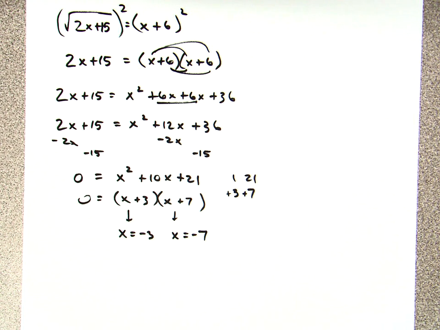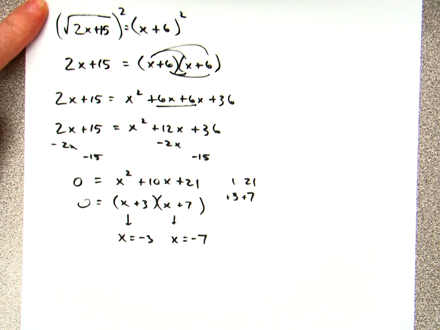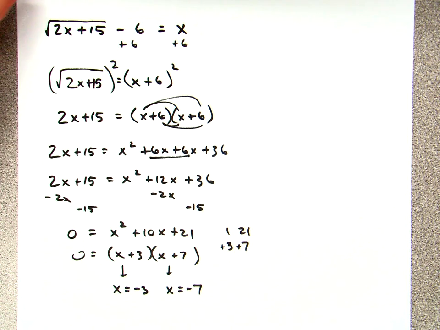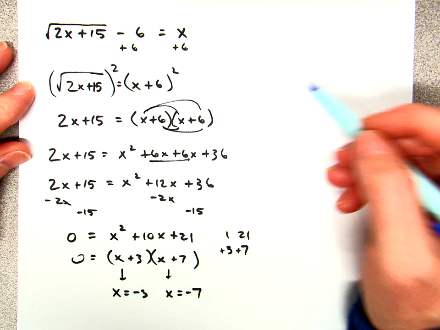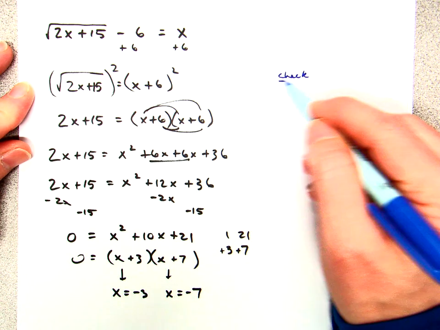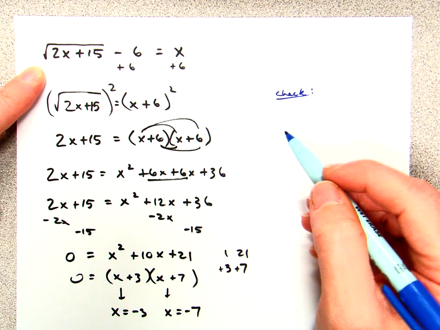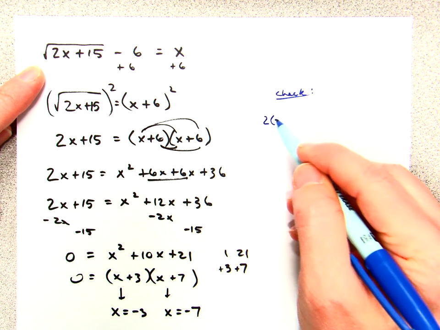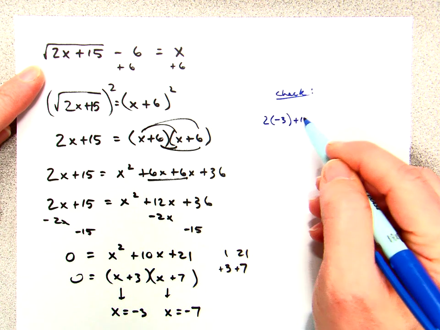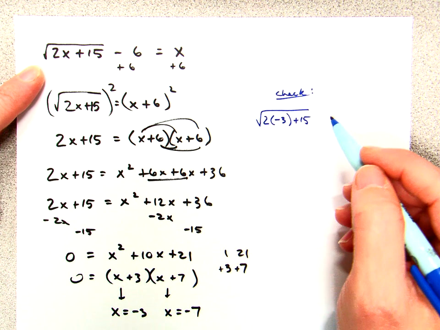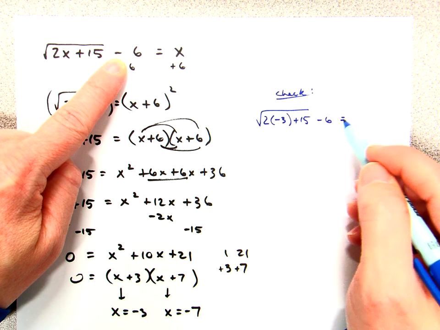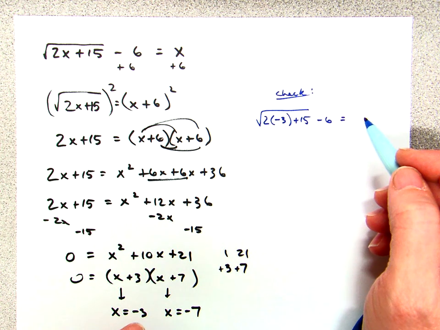So now that we have our feasible solutions, we need to check them. Remember, back into the original one, way back up here, the original one. So I'll check the negative 3 first. So what do we got? 2 times negative 3 plus 15, still under the square root, minus 6 equals x, but x was negative 3, right?